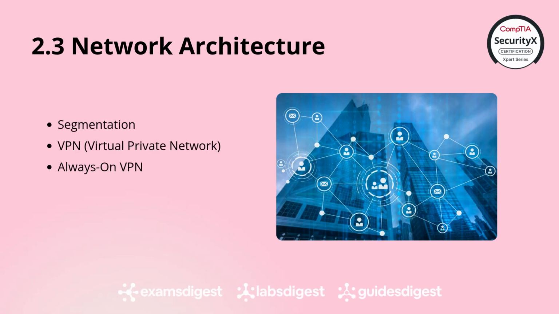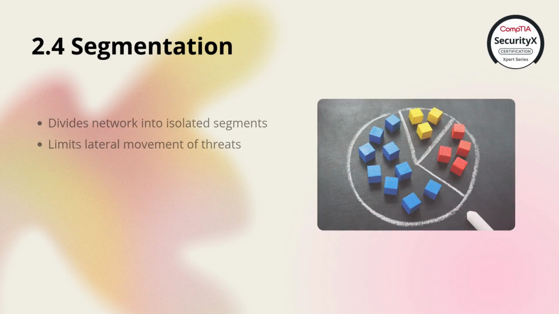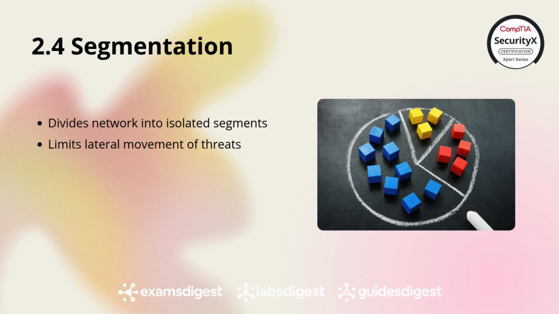Moving on to network architecture, which is foundational to zero trust implementation. A well-designed network architecture under zero trust principles emphasizes segmentation, VPN, and always-on VPN. Segmentation involves dividing the network into smaller, isolated segments or zones. By doing so, you limit the lateral movement of threats within the network. For instance, sensitive data can be housed in a separate segment with stricter access controls, ensuring that even if one segment is compromised, the attacker cannot easily access other parts of the network.